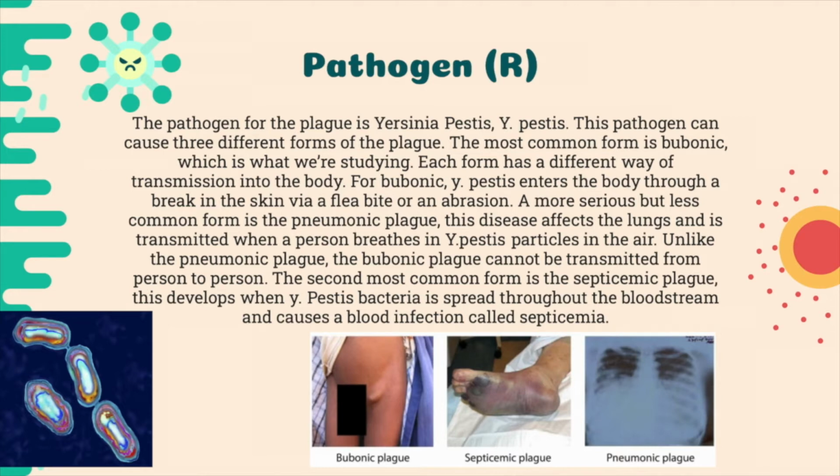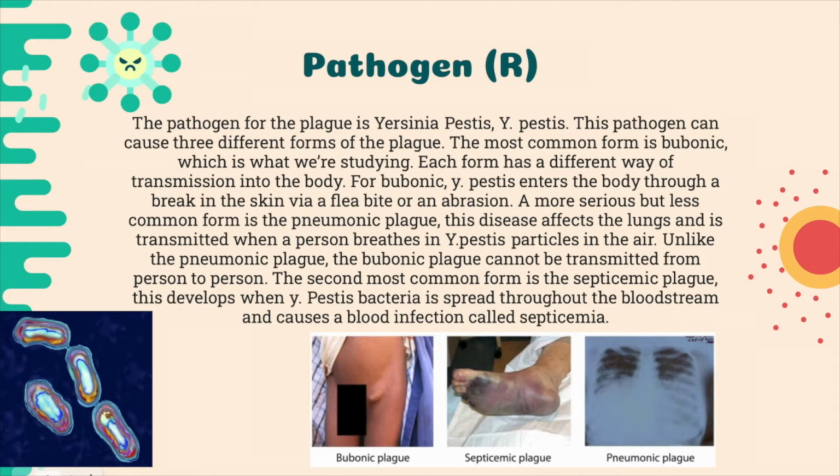So, for the pathogen itself, it is called Yersinia pestis, as we discussed in the last slide, Y. pestis. This pathogen can cause 3 different types of the plague. The most common form is bubonic, which is what we're studying. Each form has a different way of transmission into the body. For bubonic, Y. pestis enters the body through a break in the skin via a flea bite or an abrasion. Down here, it is a flea bite, as you can see.